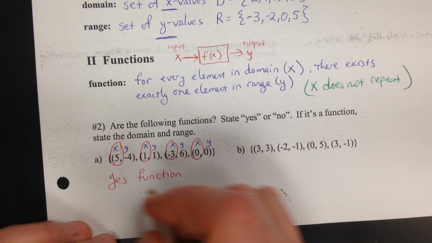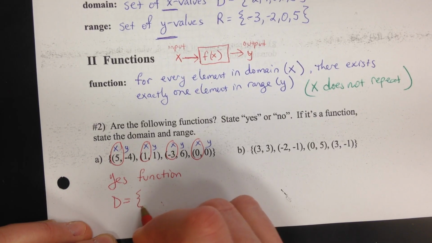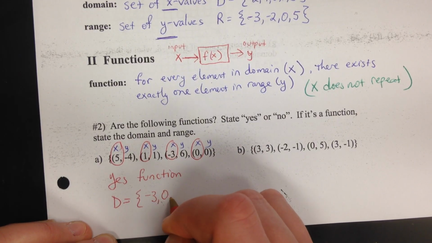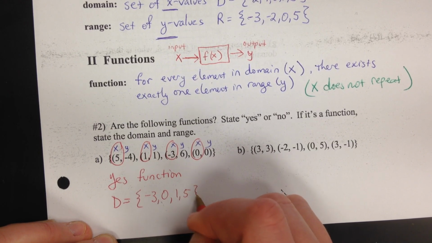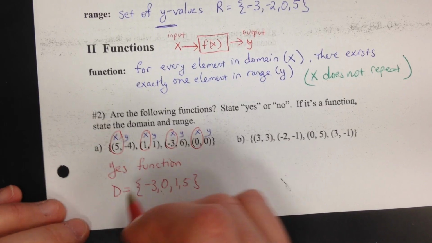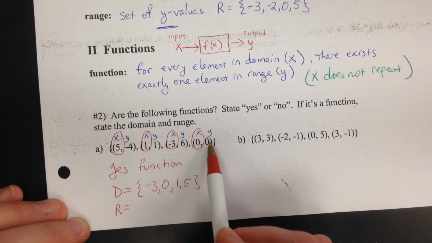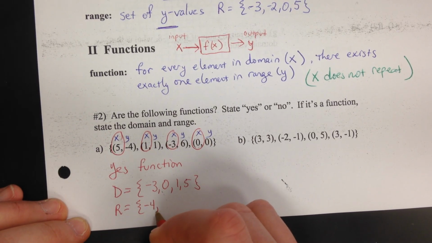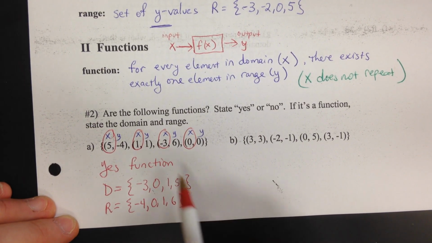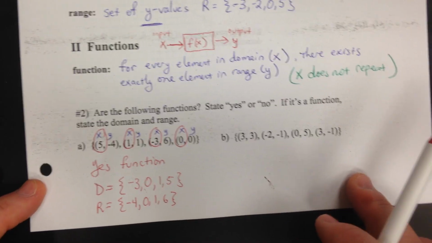Now, because it's a function, we can write down domain. The domain for this would be, again, we'll go from smallest to biggest, -3, 0, 1, and 5. Now, you can have domain as well if it's not a function, but we're only going to write it if it is. The range, now those are the y values, so we have -4, 1, 6, 0. So it would be -4, and then 0, and then 1, and then 6. I encourage you to label xy, xy, just so you don't mix up the numbers.